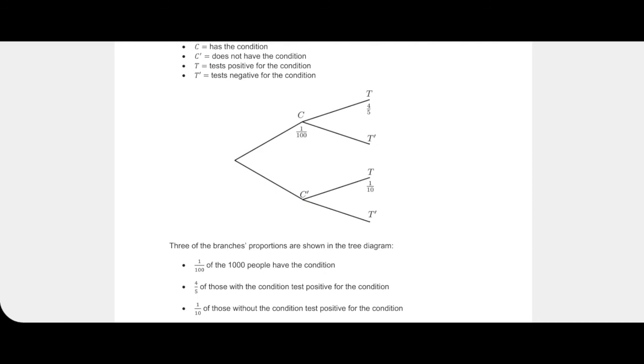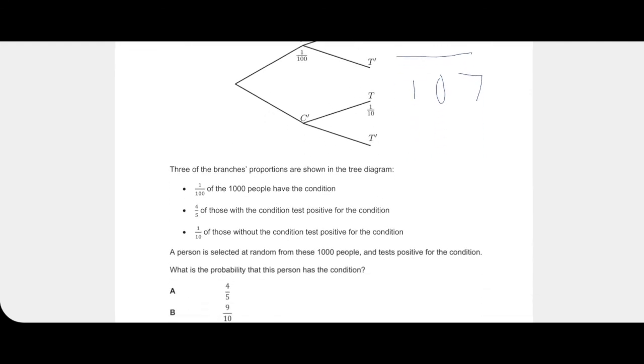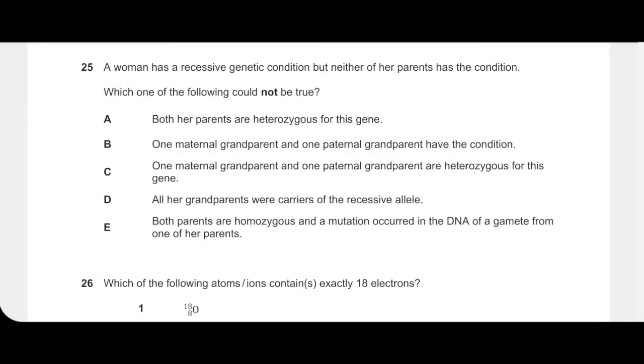So, the probability that a person has the condition, given that they've tested positive for this condition, is 8 over 107. Therefore, the correct answer to this question is E. And that is question number 24 completed. Question number 25. A woman has a recessive genetic disorder, but neither of her parents have the condition.